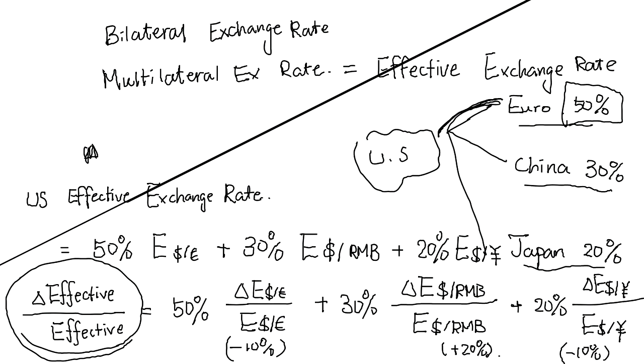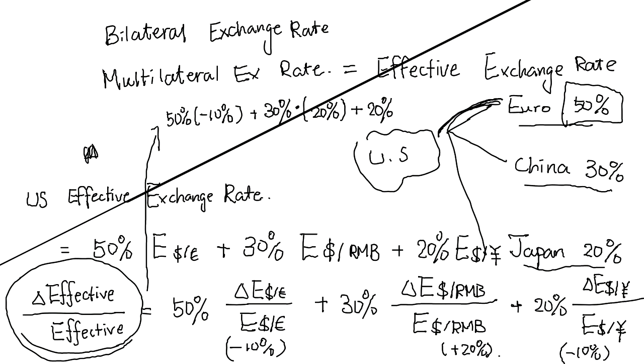So then it's just the calculation, right? So what's the effective exchange rate change? 50% times -10, plus 30% because the trade value between US and China accounts for 30% of the total trade value of the US, times 20, plus the last part, the trade between US and Japan accounts for 20% of the trade in the US, and the US dollar is appreciated by 10% against the Japanese yen.